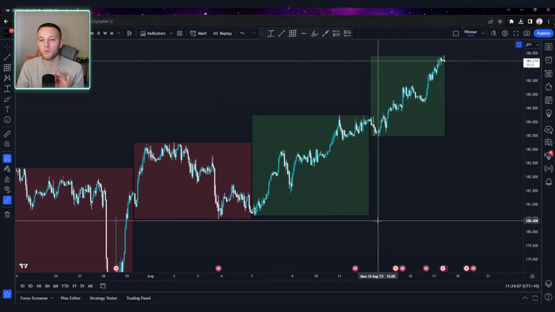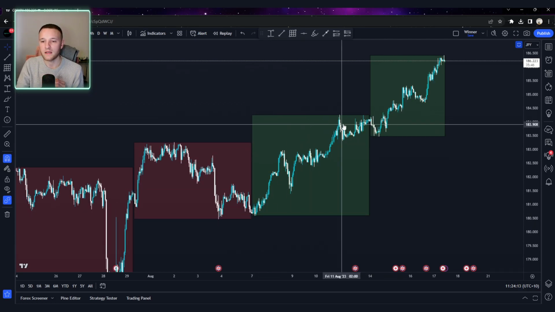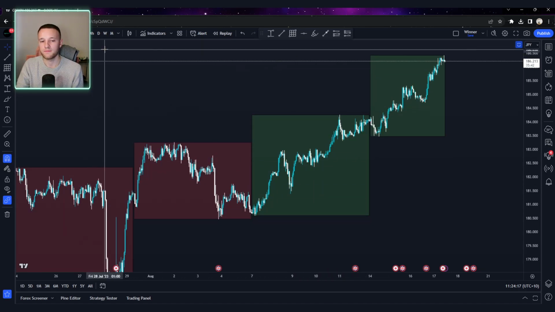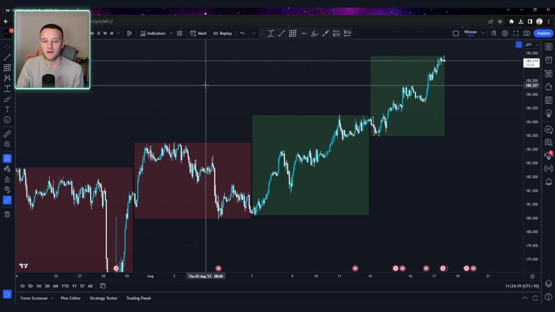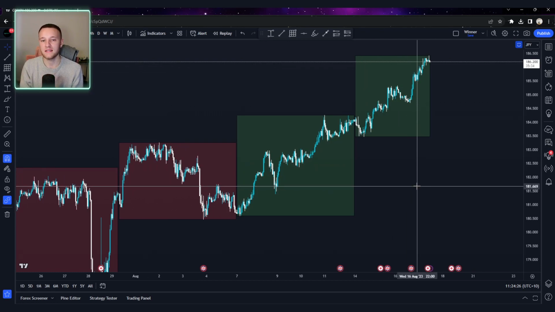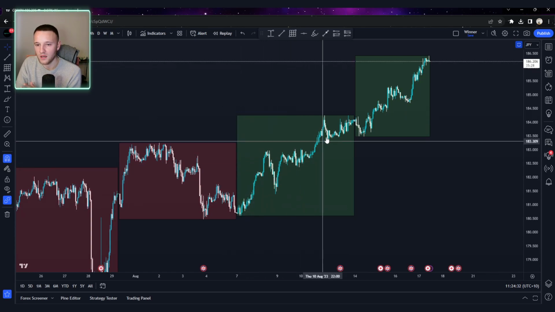And basically what we are looking at right here, which is insane, right, is the weekly candles on the 1 hour chart. All right, the weekly candles on the 1 hour chart. So now we can see exactly how the weekly candle is playing out on the 1 hour chart here, right?